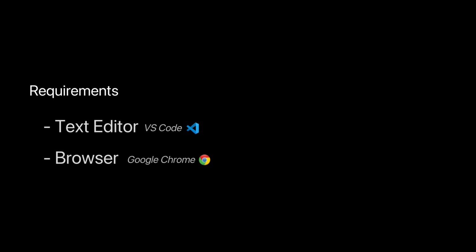Requirements. So first of all, you will need two things: a text editor to write our HTML code and a browser to run it. We will be using VS Code as our text editor and Google Chrome as our browser. If you don't know how to install VS Code or Google Chrome, just ask ChatGPT and you will get step-by-step instructions. We cannot include that part because it will just add more length to our video.